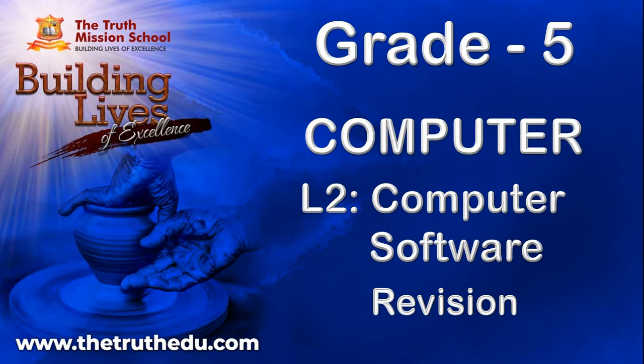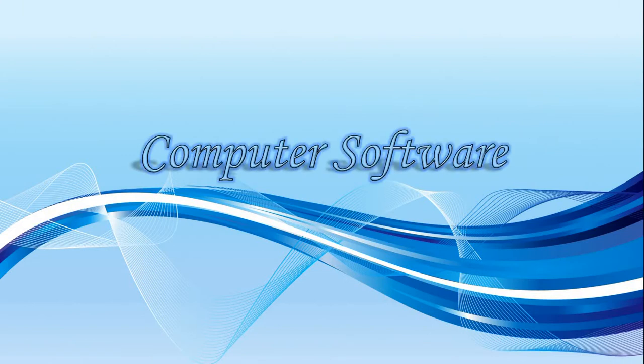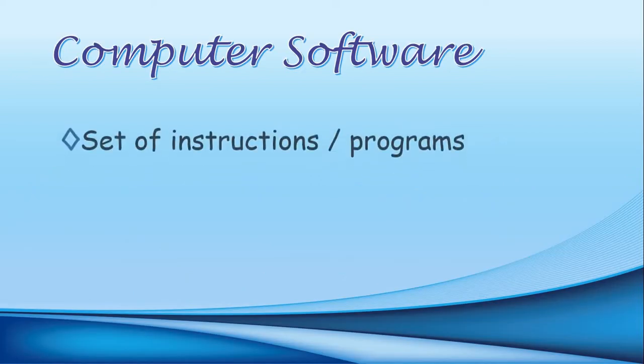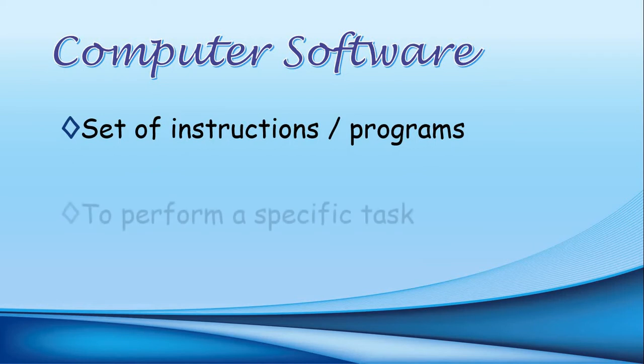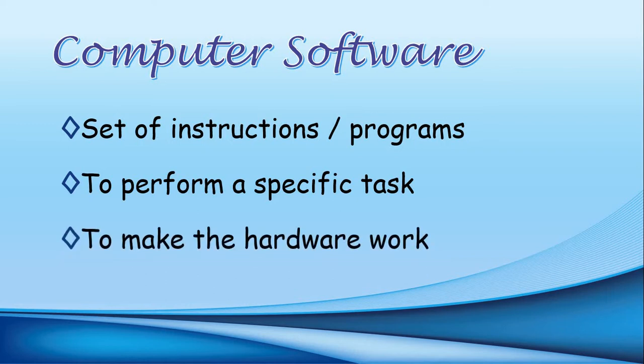And today we are going to revise lesson 2, computer software. Hardware and software are two basic parts of computer, right? So what is software? It is a set of instructions or programs. It helps a computer to perform a specific task. Software is a very important thing to make the computer hardware work, and it is intangible. That means we cannot touch or feel the software.